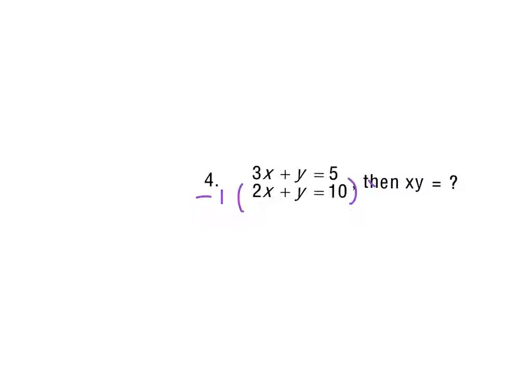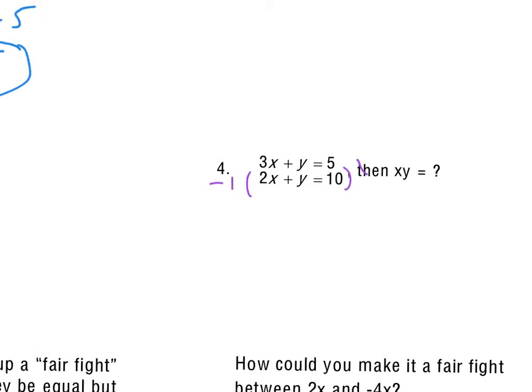Now whenever I do that, it's going to give me 3x plus y equals 5 on top, and then the bottom, since I multiply the whole thing by negative 1, gives me negative 2x minus y equals negative 10. Be sure that whenever you multiply it by a constant that every number gets multiplied. So now I can add them together.